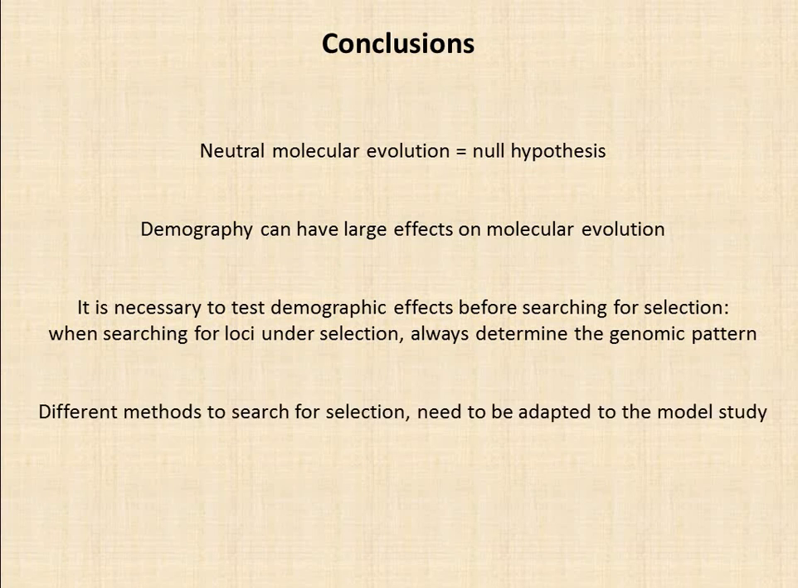So I showed you many methods, but many of them actually rely on a similar approach. When we search for selection, we always compare divergence between lineages versus variation within a lineage, and that tells us a lot. Of course, I also showed you GWAS and QTLs and environmental associations, and that depends a lot on your model study. Basically, if you have animals, environmental association is probably not the right thing to use, and so on and so forth.